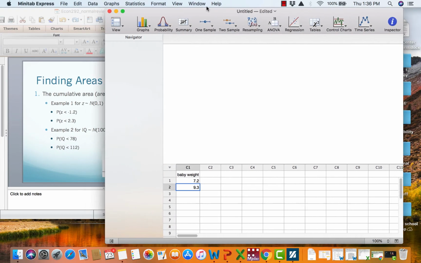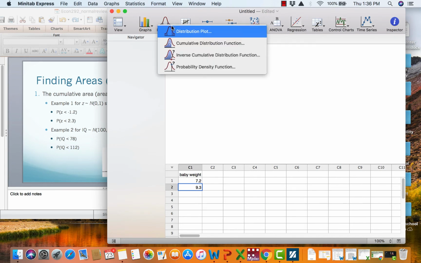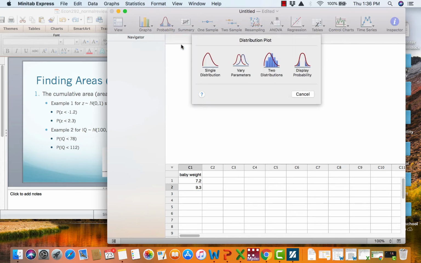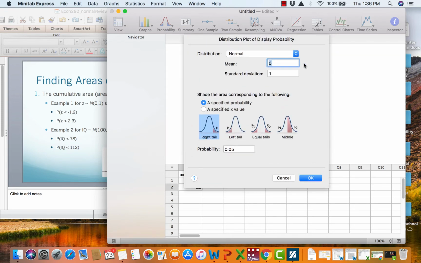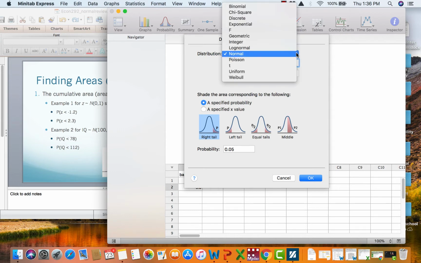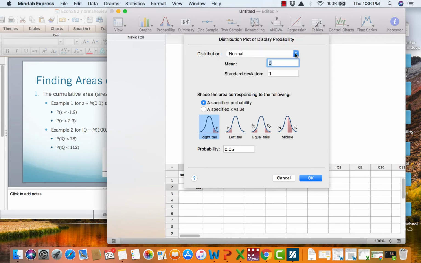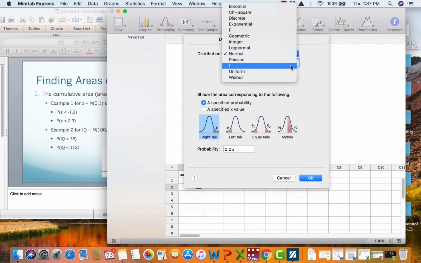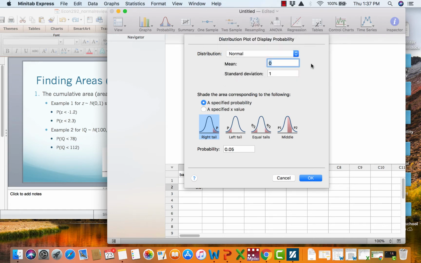So over here in Minitab, we are going to go under probability to distribution plot. Under distribution plot, we are going to select display probability. Notice here the first thing we come to is a drop down. In this drop down, normal is the default, and normal is what we are going to be using. In the span of the course, we will also use what is called the t distribution. We will also use the f distribution. Many of these other distributions come up in a graduate stats course.